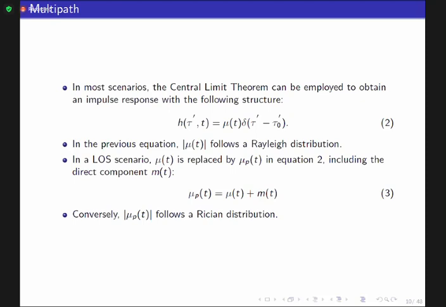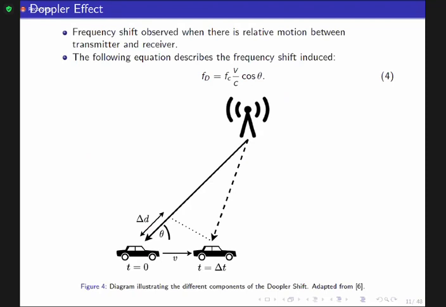This, of course, considers that there's no line of sight. If you add line of sight, then you just replace mu of t with mu sub rho of t, which includes m of t, which is the direct component. And in that case, the module of that expression follows a Ricean distribution, which is just a Rayleigh with an offset component.